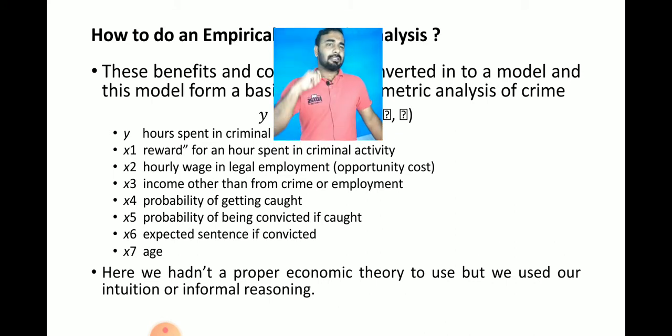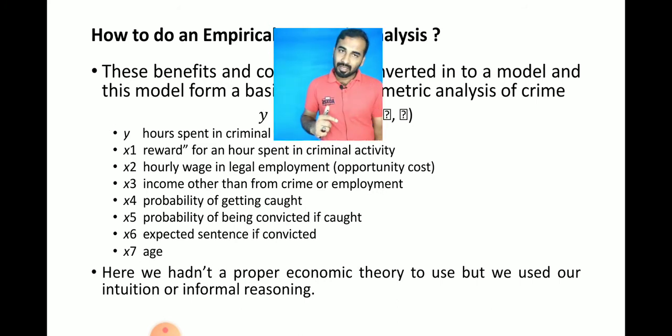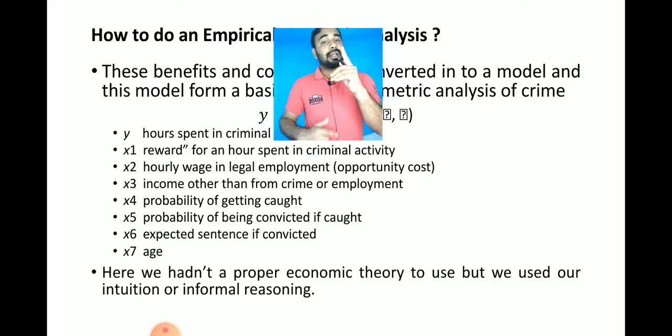Okay, the third one, what would be the third one? Income from other sources. If he has good wealth, then he won't go for these criminal activities, because he is already getting some income from other sources. He has good employment, he's getting some money, or he has good wealth, he's getting income out of that wealth, then he won't go for criminal activities. Here also there is a negative relationship between wealth, as well as income from other sources, and the criminal activities, or hours spent on criminal activities.